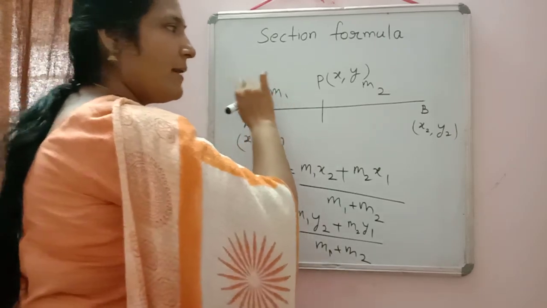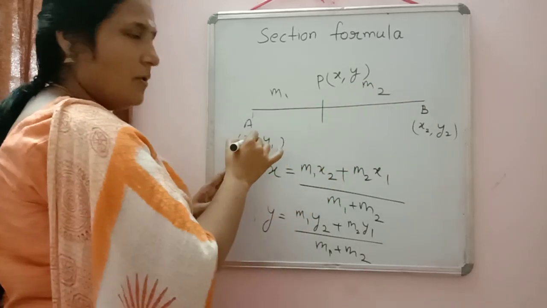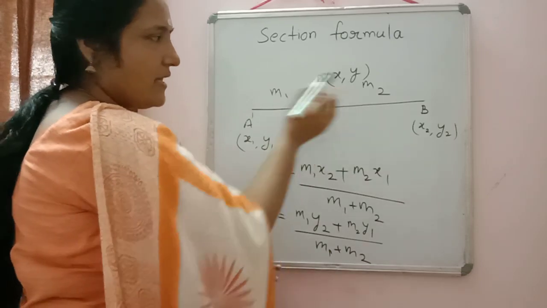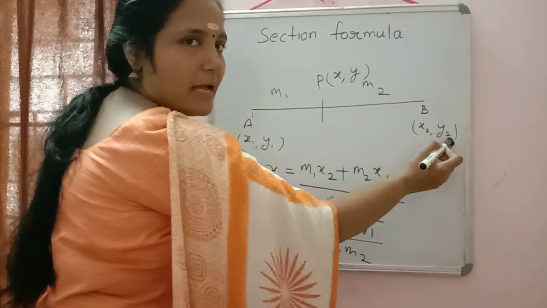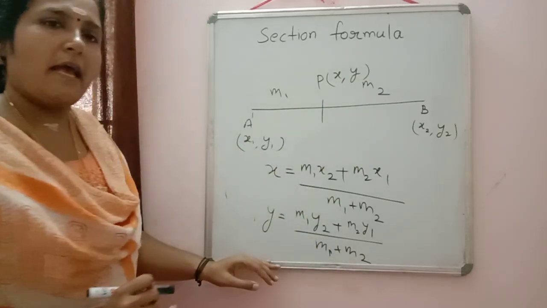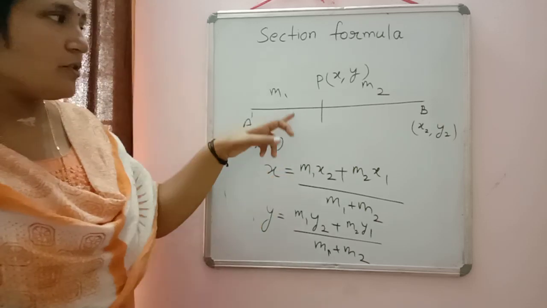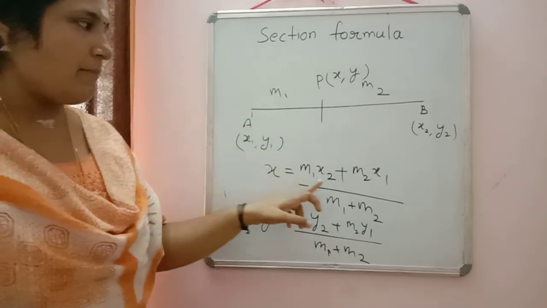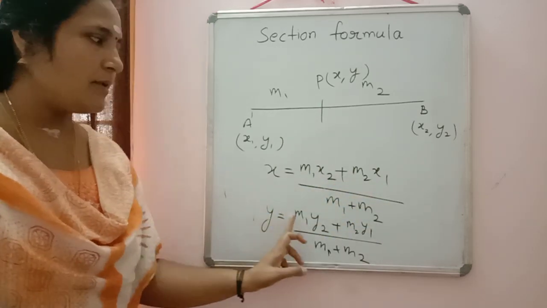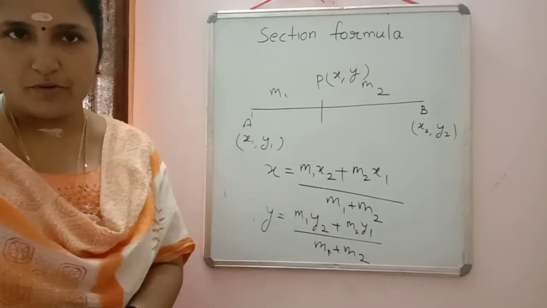m1 multiplied by the opposite one, m1 x2 plus m2 x1 by m1 plus m2. Similarly, y coordinate is m1 y2 plus m2 y1 by m1 plus m2. So, please note down this formula there. Draw the diagram also. X equal to m1 x2 plus m2 x1 by m1 plus m2. Y is equal to m1 y2 plus m2 y1 by m1 plus m2.